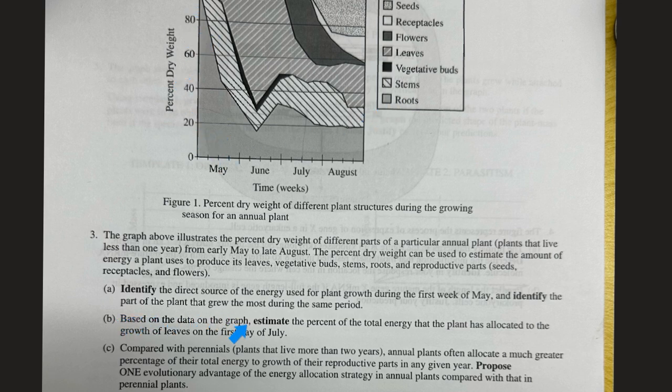Okay. Based on the data on the graph, estimate the percent of total energy the plant has allocated to the growth of leaves on the first day of July. Here's the final day of July. What does it say? Oh, the first day of July, sorry. All right, so there's the first day of July, leaves. So somewhere between what? I would say 50. Oh, that's June. That's July. First day of July. June's over here. May's here. First day of May, first day of June, first day of July, right?